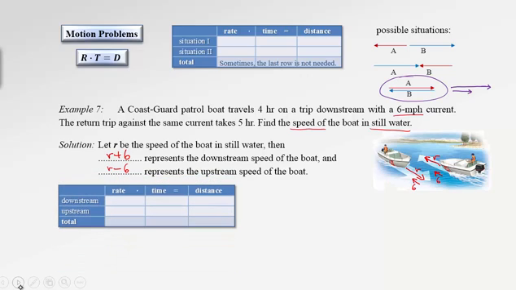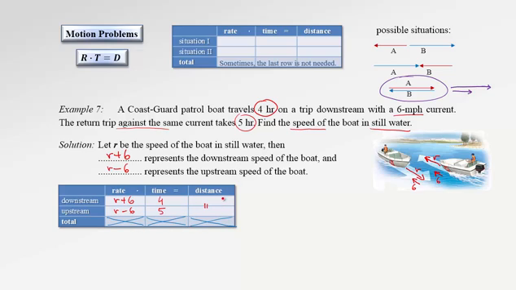Okay, let's fill up all the information in our table. The downstream rate is r plus 6. The upstream rate is r minus 6. The time needed to go downstream is 4 hours, so we place 4 here. And the time needed to go against the current is 5 hours, so we put 5 here. We have no information about the distance, but maybe we don't need it. The only thing that we do need is the fact that the two distances are actually equal. So our equation will come from comparing these two distances. And in this particular problem, we actually don't need the last row at all.